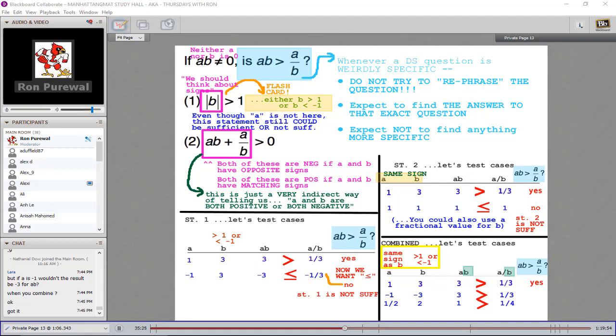And then you're going to get, this is always going to be greater than. You're not going to be able to get less than or equal to. So together, it's sufficient. And that's C like cat.